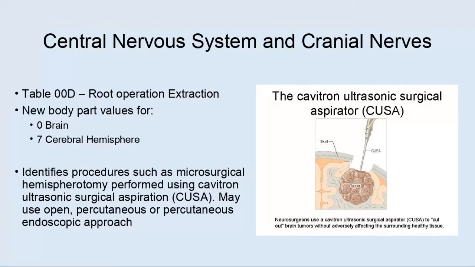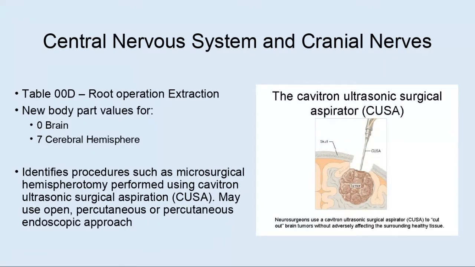So first, let's look at table 00D in the central nervous system and cranial nerves. The body values were added for brain and cerebral hemisphere. These are to report procedures such as microsurgical hemispherotomy performed using Cavitron ultrasonic surgical aspiration.